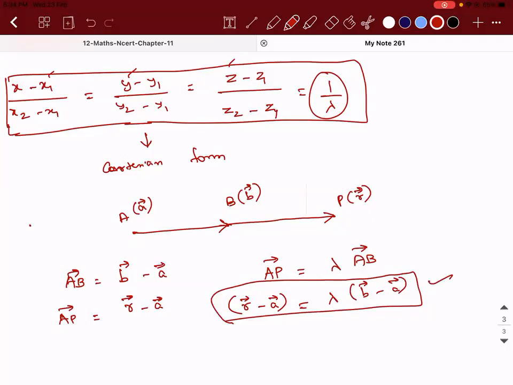In a similar way, do you think this is the only formula for this? Will you be able to derive an alternate formula also? Why am I always taking only AB and AP? Why can't I take BP? Can I say AP vector is equal to some mu times BP vector? Can't I write it like this?